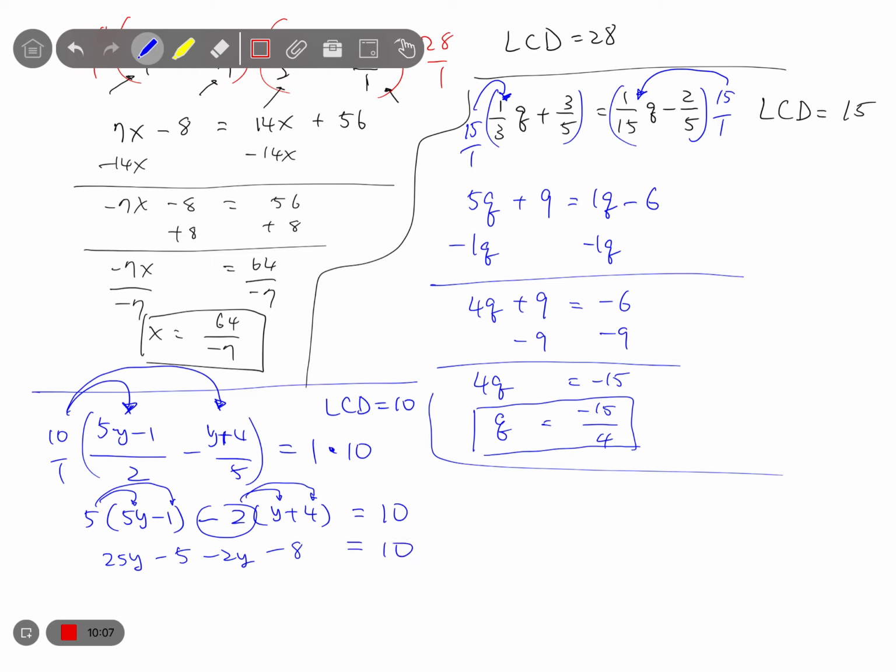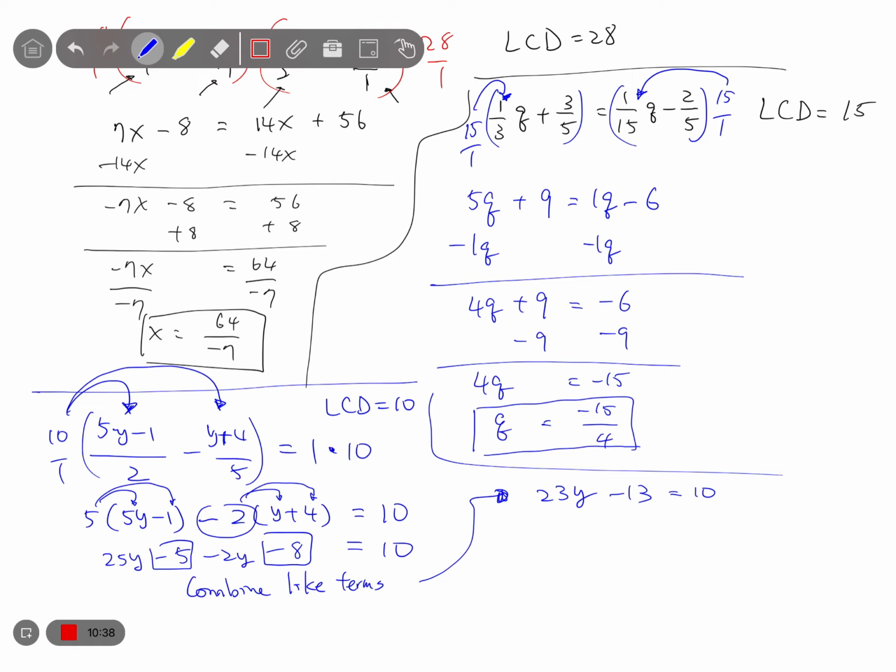Okay, left-hand side of the equation, I have 25y minus 5 minus 2y minus 8. I need to combine like terms. So which means I'm going to bring everything to the right-hand side because I'm going to run out of space. 25y minus 2y is 23y. Minus 5 minus 8 is minus 13. Equal to 10.